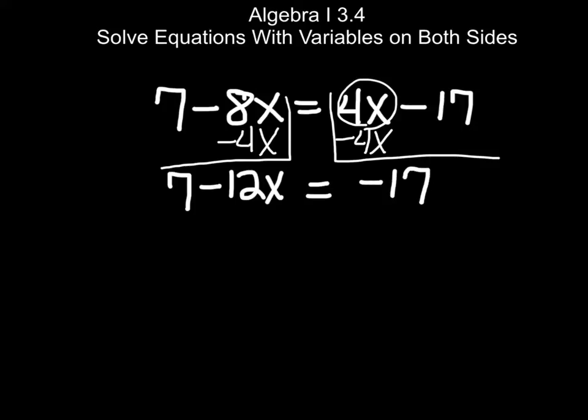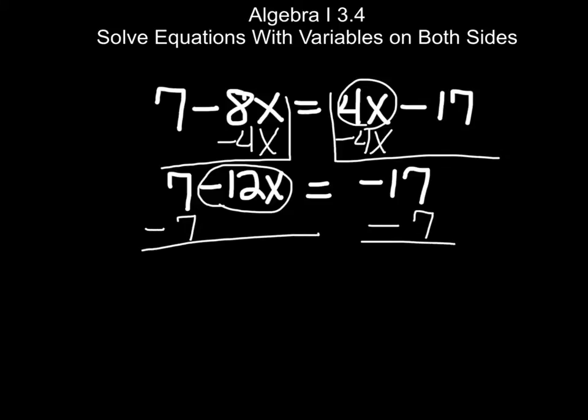Now that we have all of the variables on the left, we are going to move all the constants and put them on the right. Now remember, we want to keep the negative 12x by itself, so we need to remove the 7. So we're going to subtract 7 from the left side, and we're going to subtract 7 from the right side. Now let's clean it up a little bit. 7 minus 7 is 0, and then we have negative 12x equals negative 24.